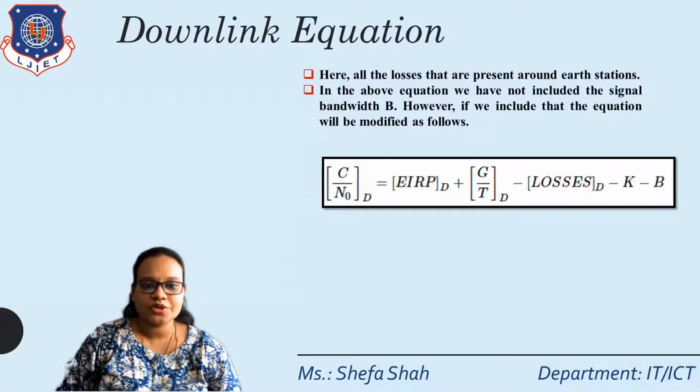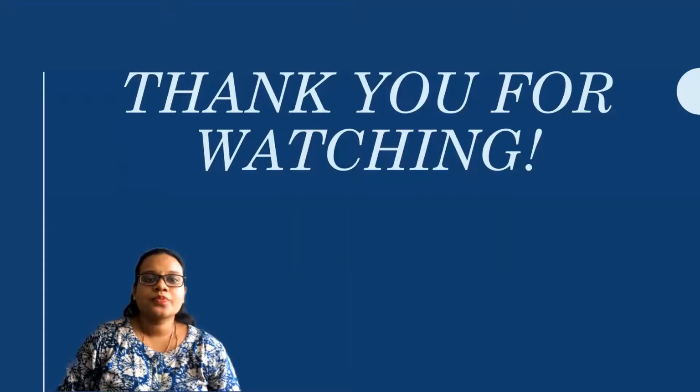So that's all for today's session. Here we have discussed the basic equations in the space link, that is the uplink equation and the downlink equation separately. In the next section, we are going to cover the whole satellite link, that is the combined uplink and downlink C by N ratio, and we will see the theory related to it.